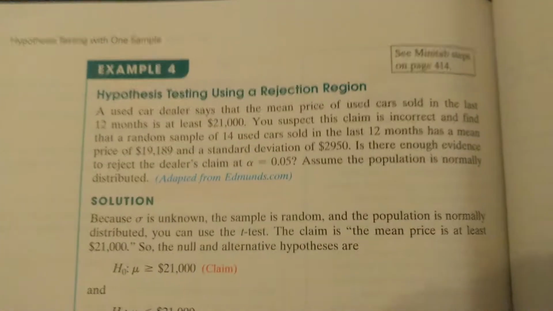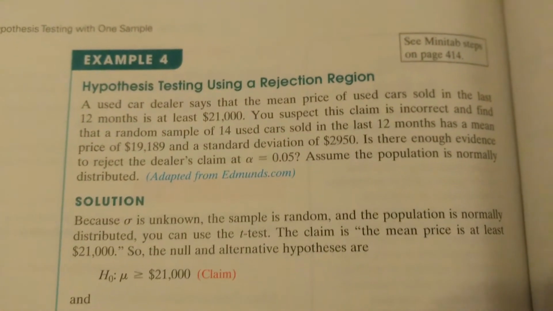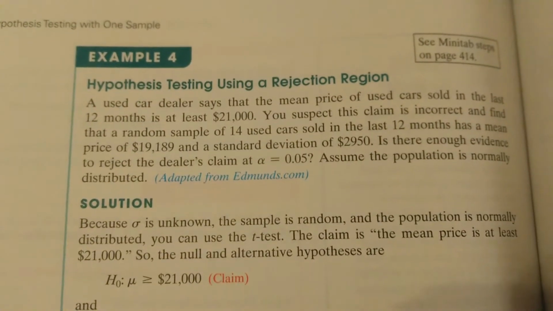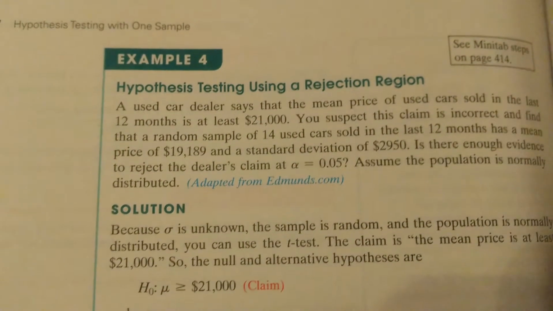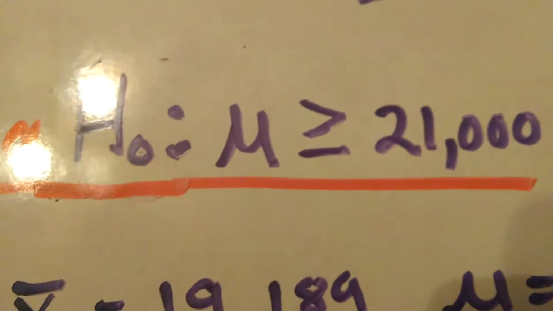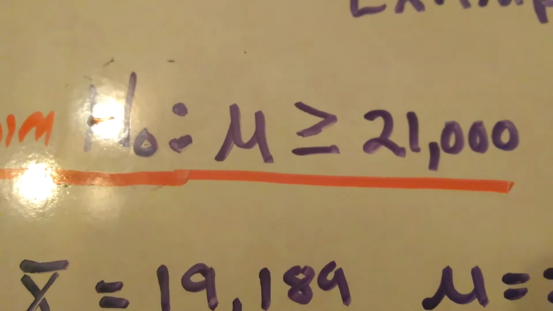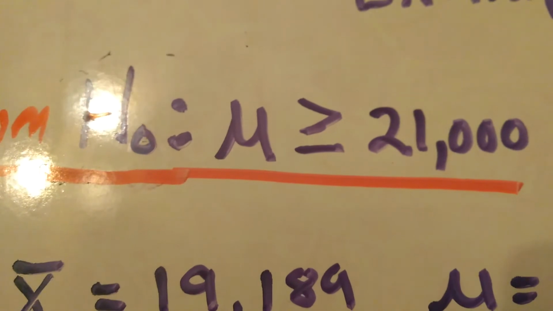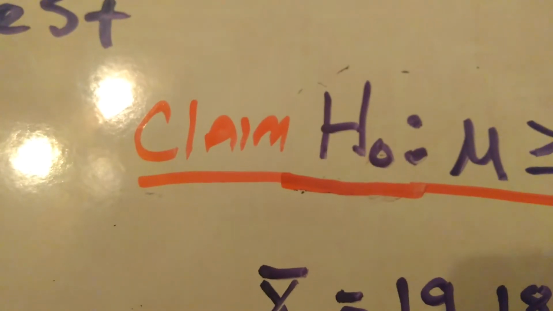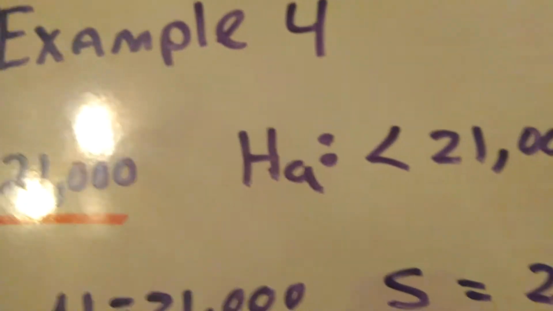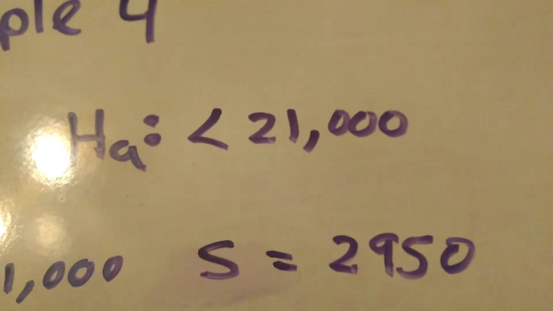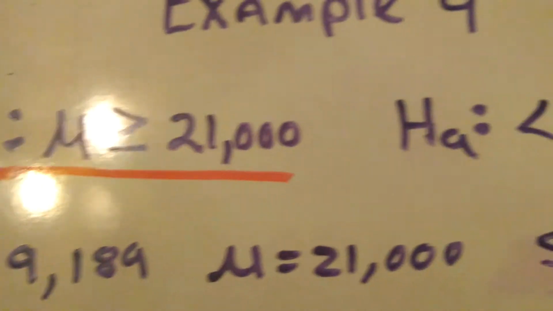All right, this problem states a used car dealer says that the mean price of used cars sold in the last 12 months is at least $21,000. So there's his claim. He's saying that the sale of a used car is at least $21,000, which means $21,000 or greater. So that's the claim because we got the equal sign. That means the alternative hypothesis becomes less than 21,000. These two inequality signs go together.